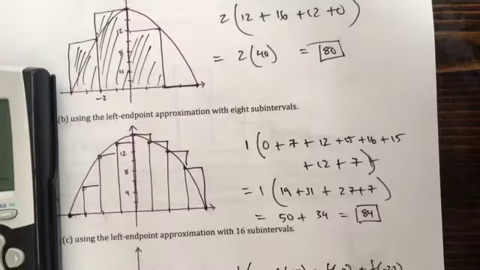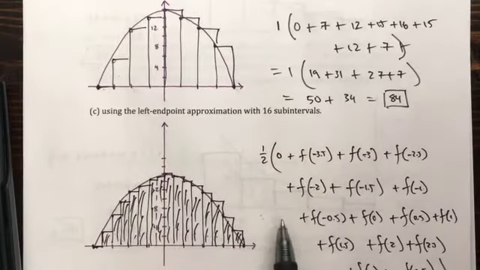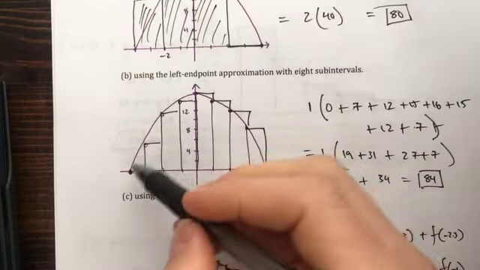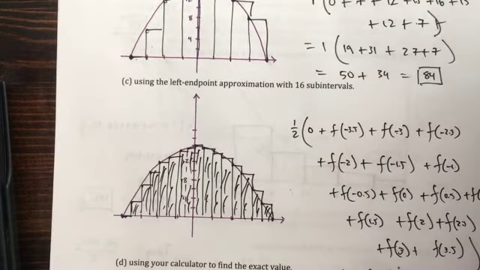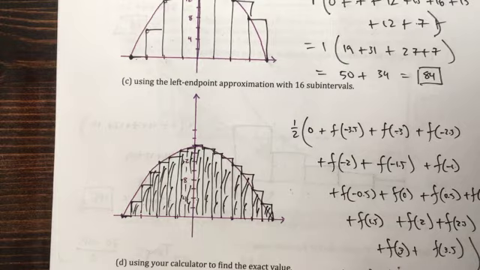So I mean, I got a pretty good approximation here with the 84. This one probably would be even closer. But you can see I underestimated a bunch of places, but then overestimated in about the same way. So it turns out to be a pretty good approximation.